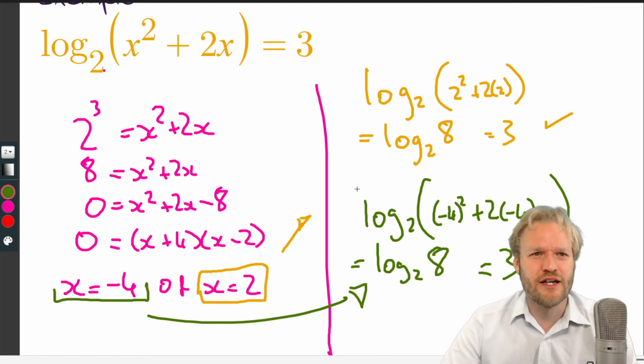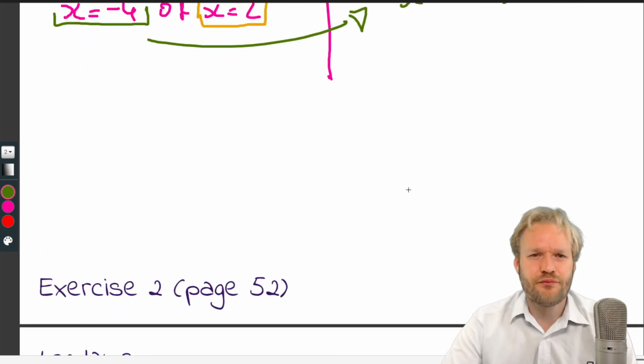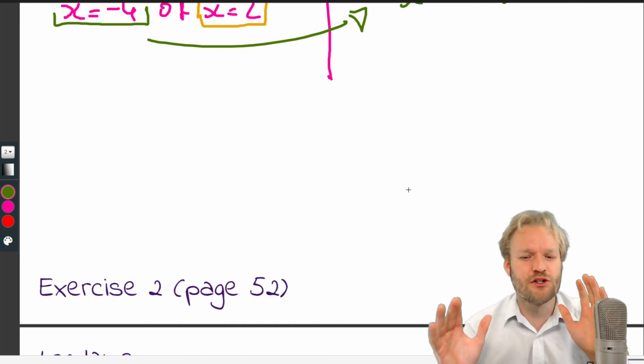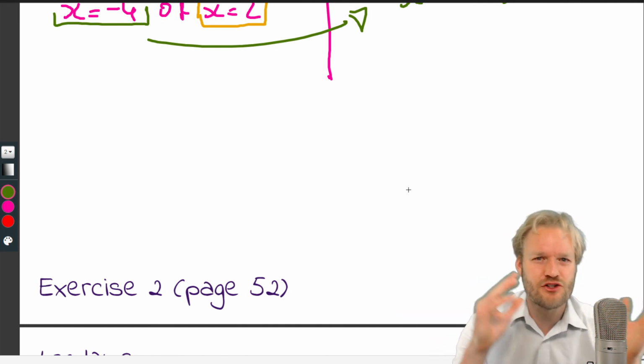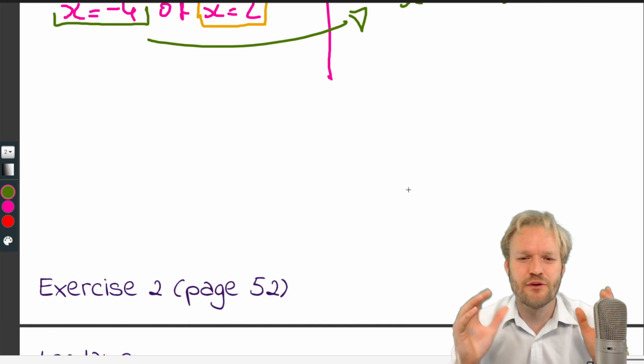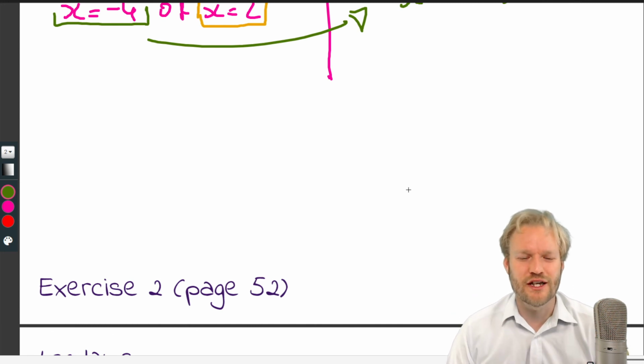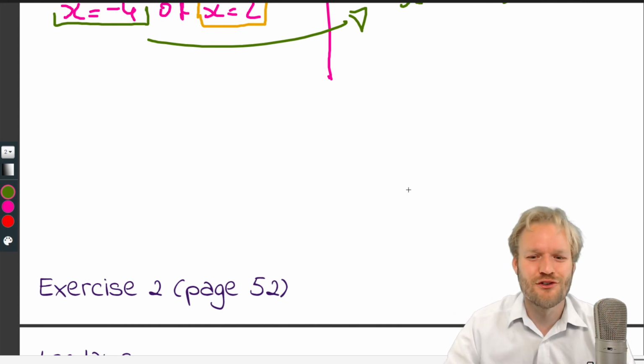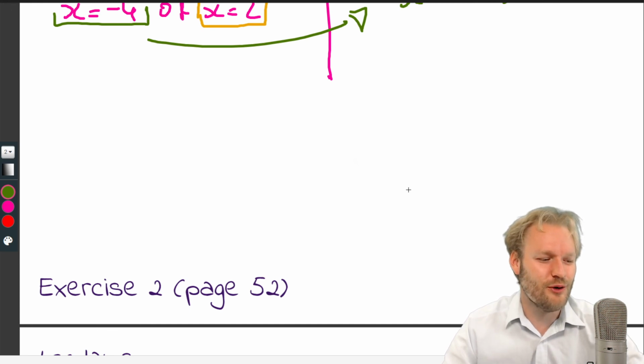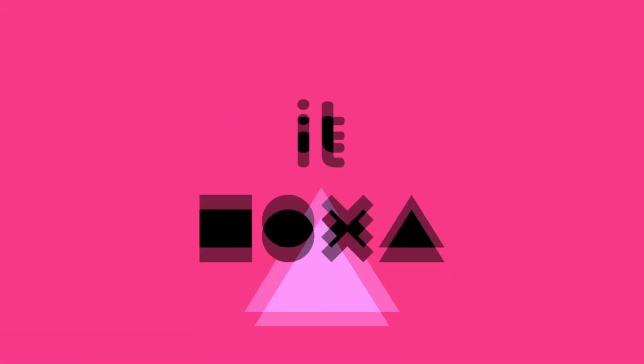Okay, so the exercise for today is just about converting between logs and exponentials, and solving simple equations based on that. So that's today's one. Tomorrow we're going to hit log laws.